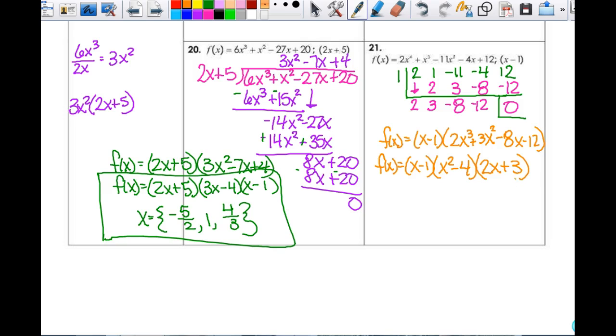And I have to actually go and do stuff. Oh, but wait, there's more, right? I can keep going? Okay. So then I've got f of x equals x minus 1, and then this is the difference of squares, so x plus 2 times x minus 2, and then 2x plus 3. Now that it is factored all the way, my zeros, what's my smallest one? Negative 2. And then negative 3/2, and then 1, and then what?